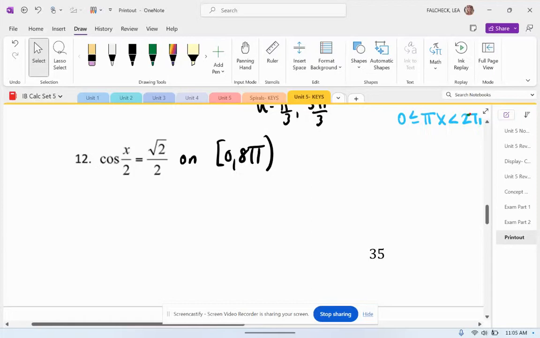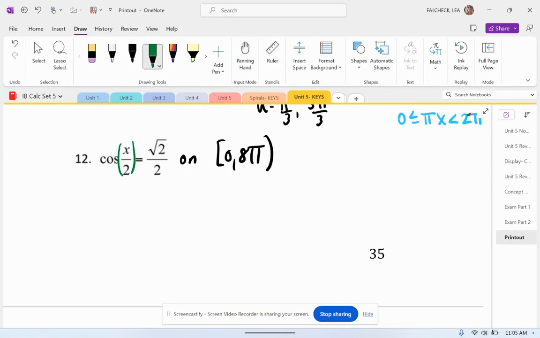Oh, number 12. I have the cosine of x over 2 is equal to rad 2 over 2. I should see that the argument of this guy is anything other than a plain old x. My u substitution will be the argument of the trig function. If I change the argument of the trig function, I'm going to have to take the interval and adjust it.